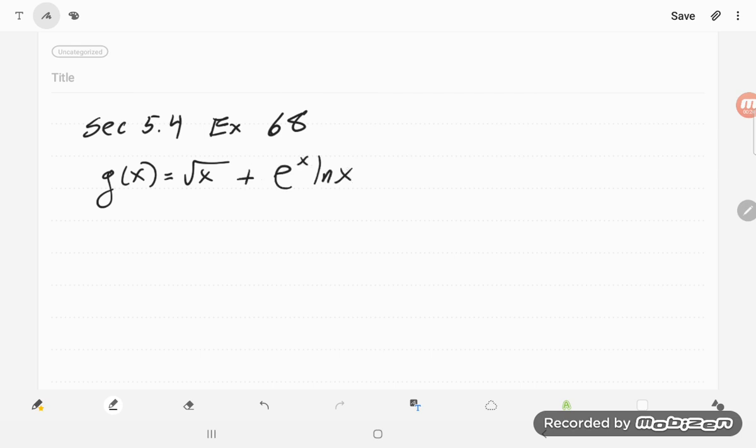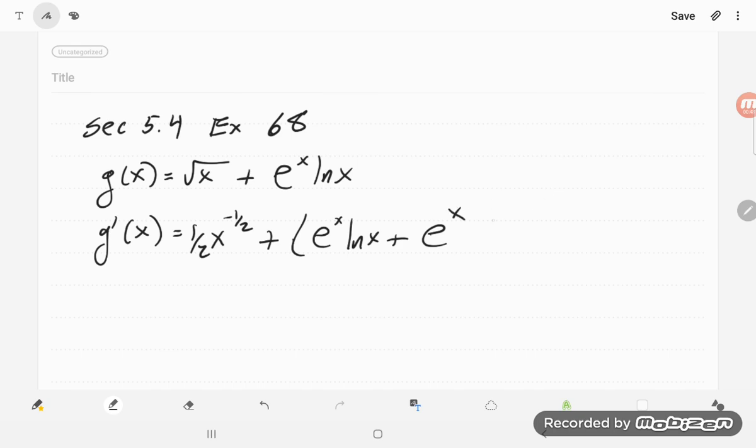log x. So second derivative, well, okay, so g prime, well, that's x to the 1/2, so I'll make that 1/2 x to the negative 1/2 by subtracting the 1. Now I've got a product rule, so I'll take the derivative of e to the x and get e to the x, multiply times log x, plus e to the x times the derivative of log x, which is 1 over x.